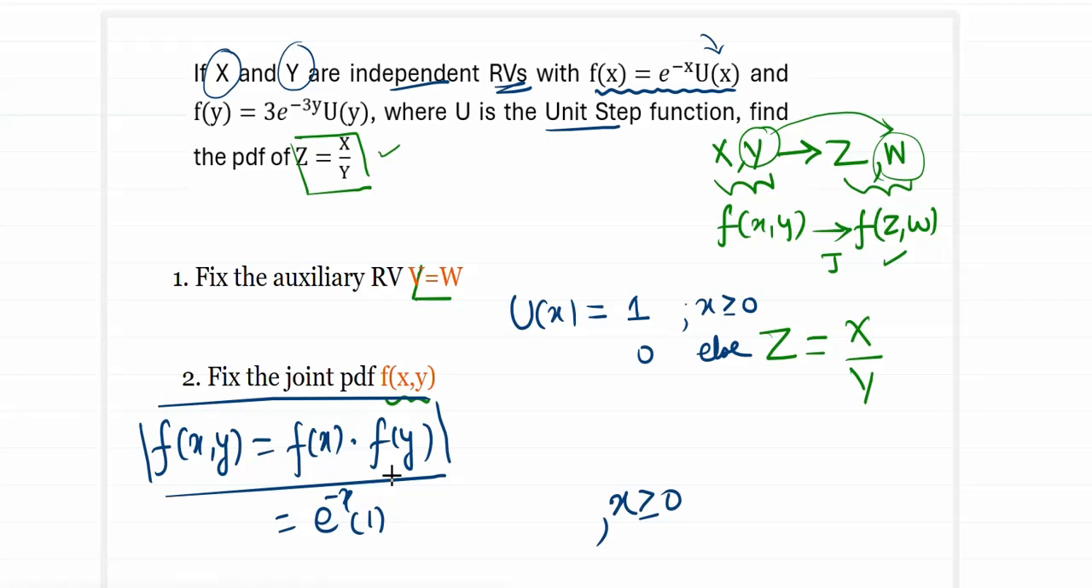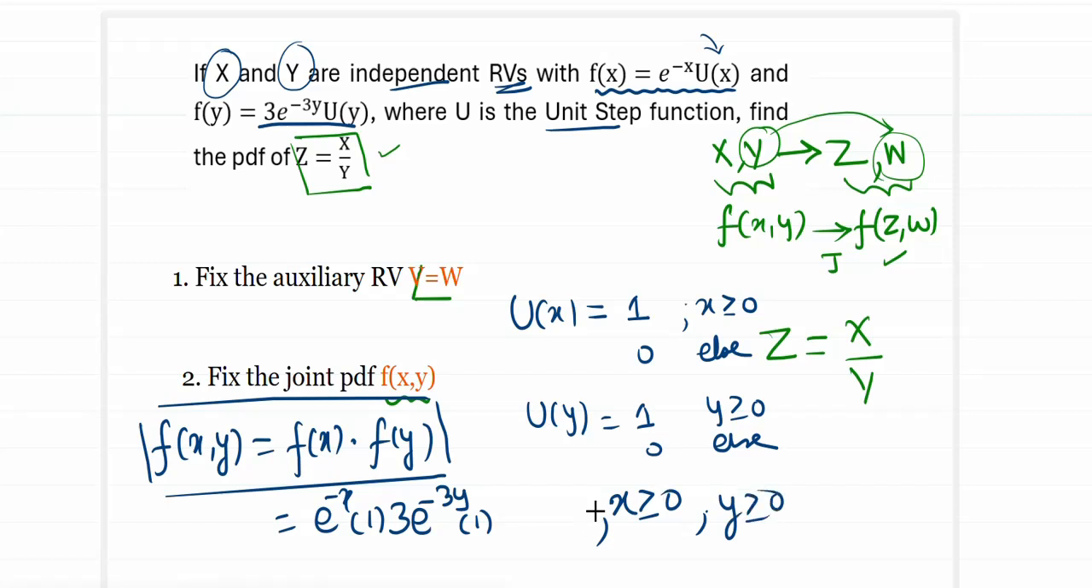Now going on to the second quantity, f of y. What do we know about f of y? We have been given that as 3 e power minus 3y into u of y. Again, what is u of y? It is the unit step function that takes the value 1 for y greater than or equal to 0, and is 0 elsewhere. So I multiply this u of y as 1 whenever I take the range to be y greater than or equal to 0. So I have my old function f of x comma y, the joint old PDF of x and y, fixed as e power minus x into 3 e power minus 3y, valid for x greater than 0 and y greater than 0.